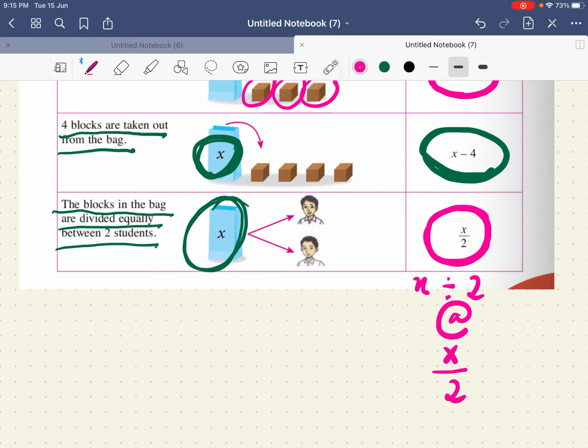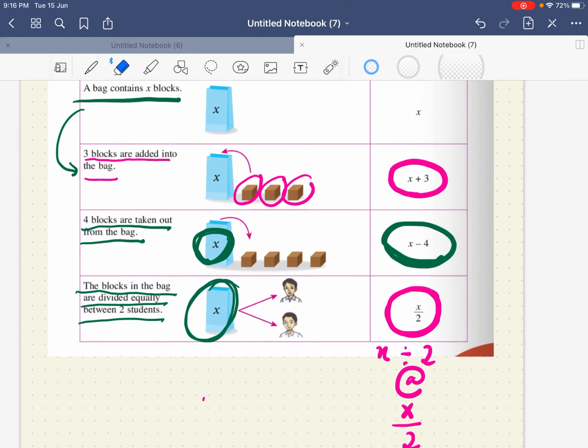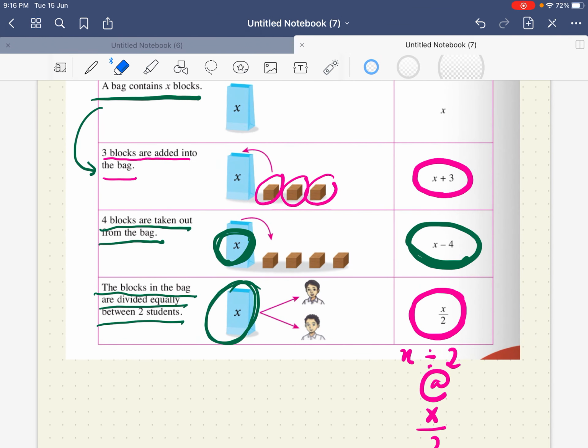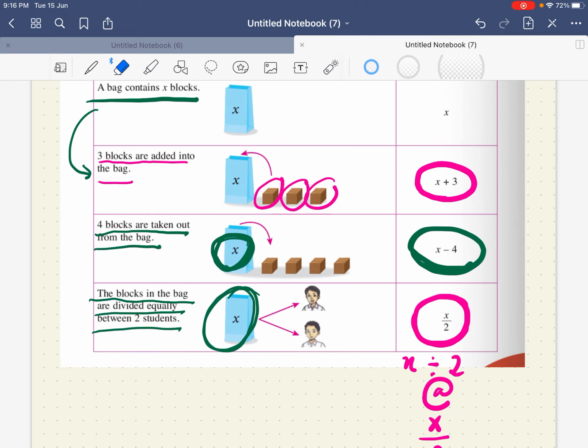Okay, maksud dia gula-gula pula. Blok dalam bag ni yang tak tahu bilangannya berapa nak bahagi kepada 2 budak. That is why X over 2. Kalau ada 4 orang budak, X over 4 lah. Okay. This is a contoh for language of algebra. Bahasa-bahasa yang kita translate into algebra.